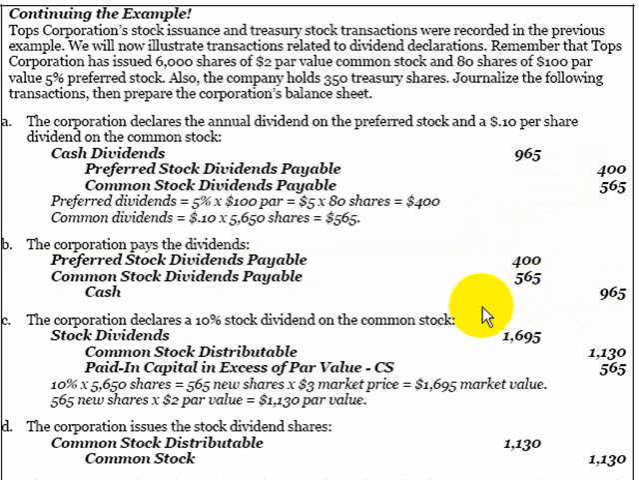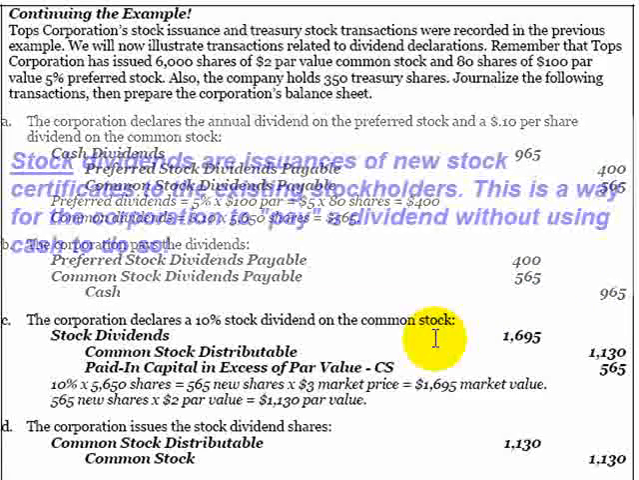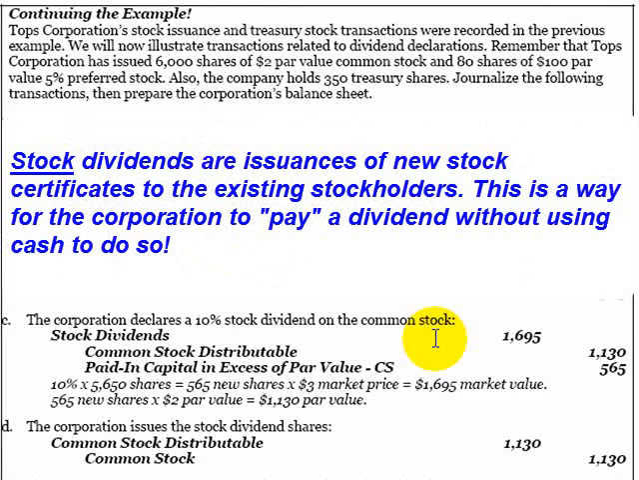Cash dividends are not the only kind of dividend the corporation can declare. Corporations that don't have cash on hand can declare a stock dividend, and that simply means that new stock certificates will be printed up and mailed out to the current holders of the corporation's stock. They receive a dividend in the form of new shares of stock.